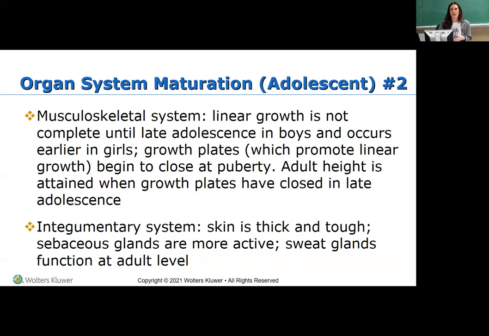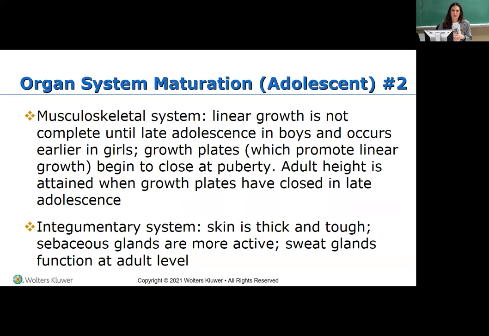Their musculoskeletal system grows in a linear growth pattern, and it's not complete until late adolescence in boys, and then a little bit earlier in girls. We remember in anatomy and physiology that we have these growth plates in the bones that allow our bones to elongate and grow. So our bone actually grows at that growth plate level.